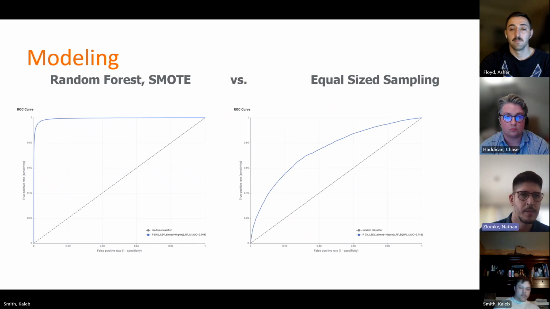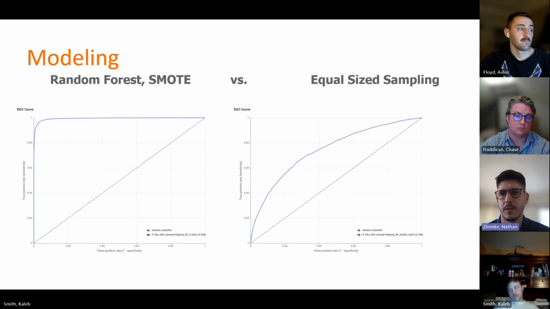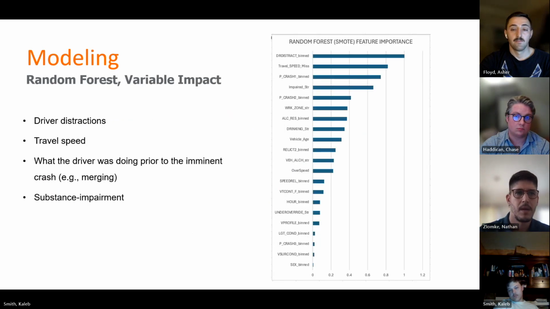And here's the ROC comparisons. You've got about 99% on the random forest SMOTE. Equal size sampling had about 75%. And the feature importance from the random forest SMOTE was mostly geared towards driver distractions, travel speed, what the driver was doing prior to the crash, such as merging and U-turning, and substance impairment.